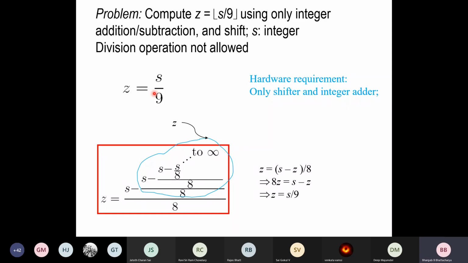So instead of repeatedly subtracting, this hardware would give you the result, and all you need is a shifter and an integer adder. This would converge much faster. And not only that, instead of S by 9, suppose I give you S by 7, you could have done a similar kind of trick.